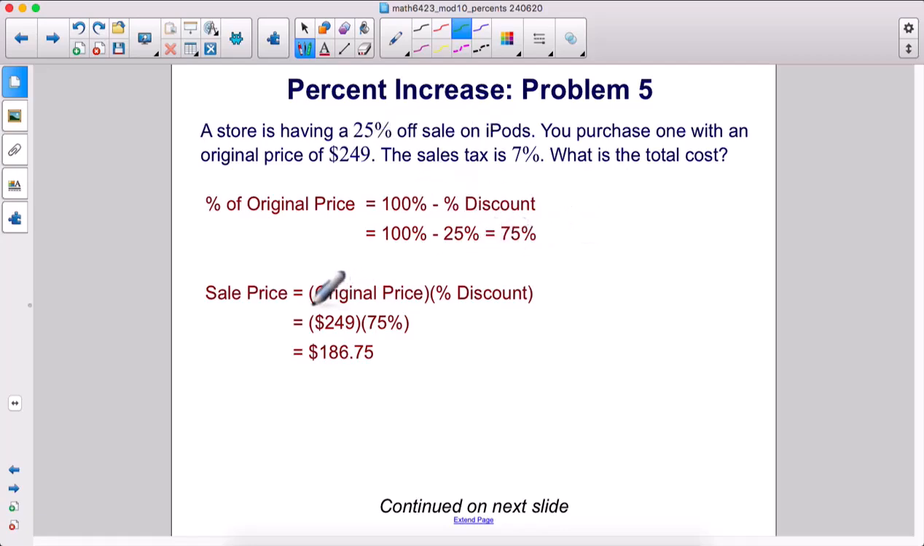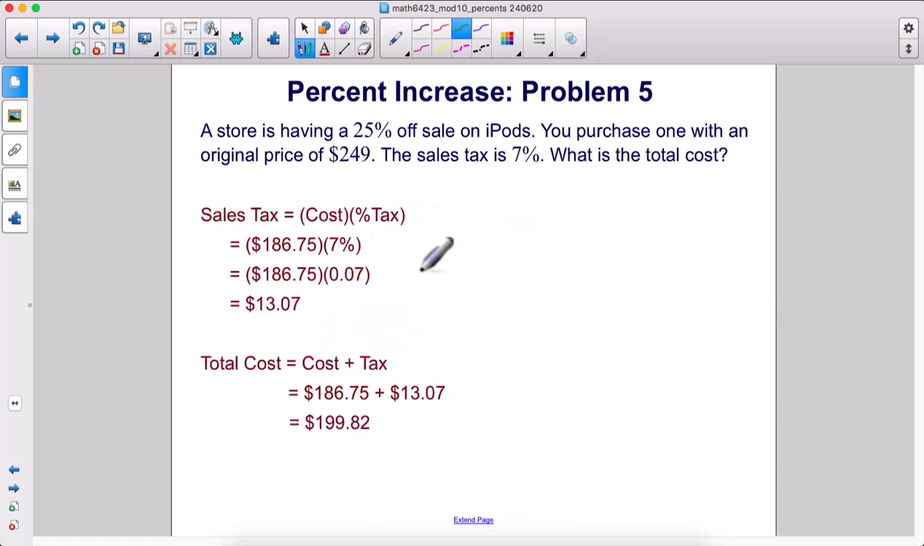To find the sale price, we take the original price and multiply it by the percentage that we are going to be paying, 75%. So $249 times 0.75 is $186.75. Then we need to calculate sales tax. So the total price is $186.75. Now we multiply that by 0.07 to calculate the amount of sales tax. The amount of sales tax is $13.07. Then we just add that to the cost and we get a total cost of $199.82.